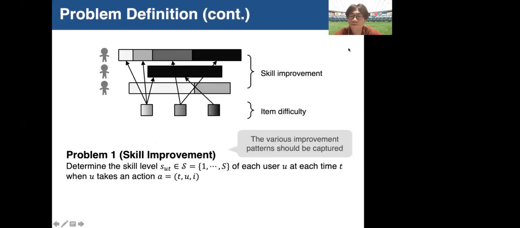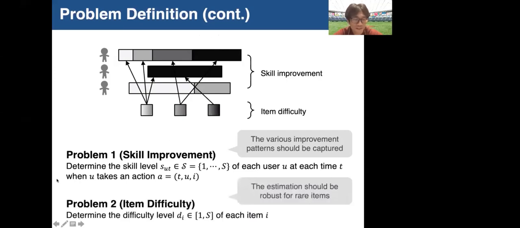So for such given data, we address two problems in this work. The first problem is called skill improvement, and its objective is determining the skill level of each user at each time when that user takes an action. In this example, from this time point to this time point, the estimated skill level of this user is very low, whereas based on the estimation, this user has improved his skills a lot at this time point.